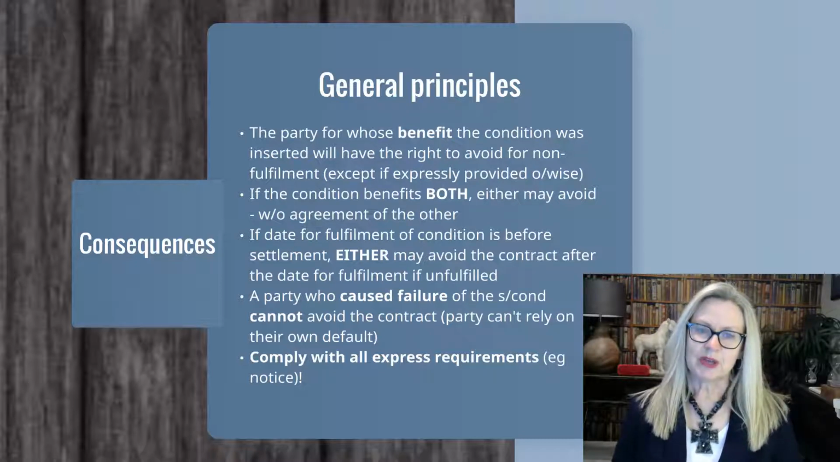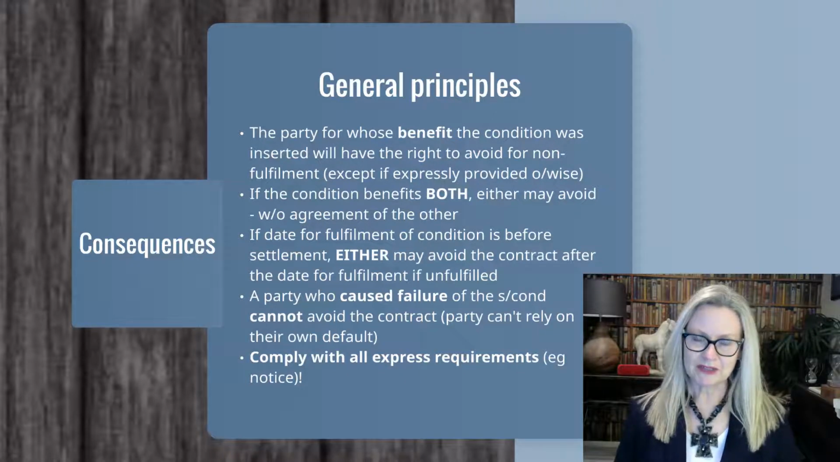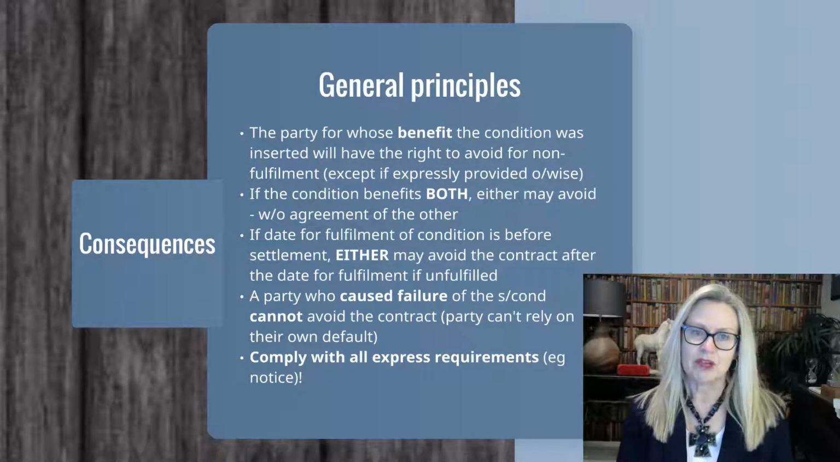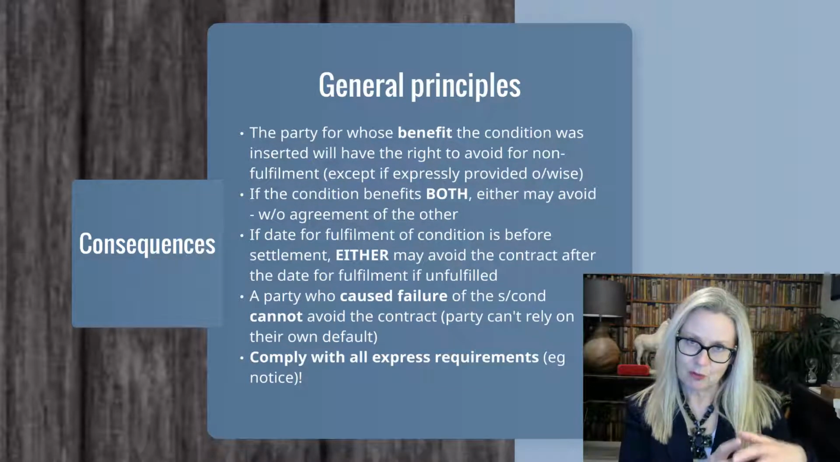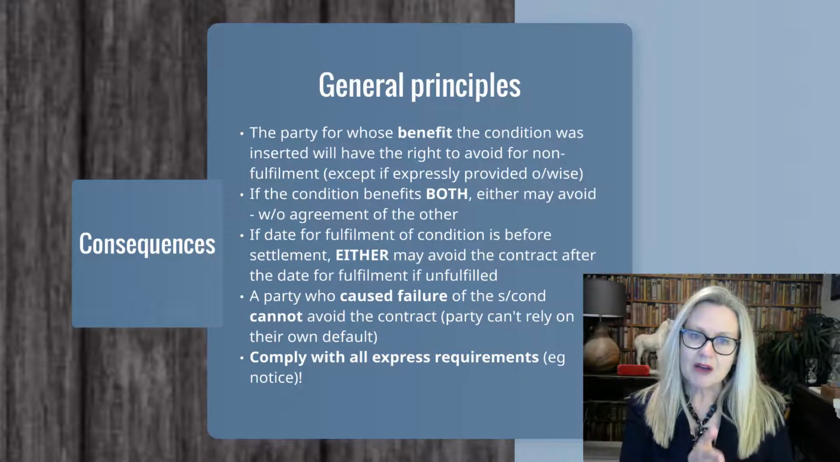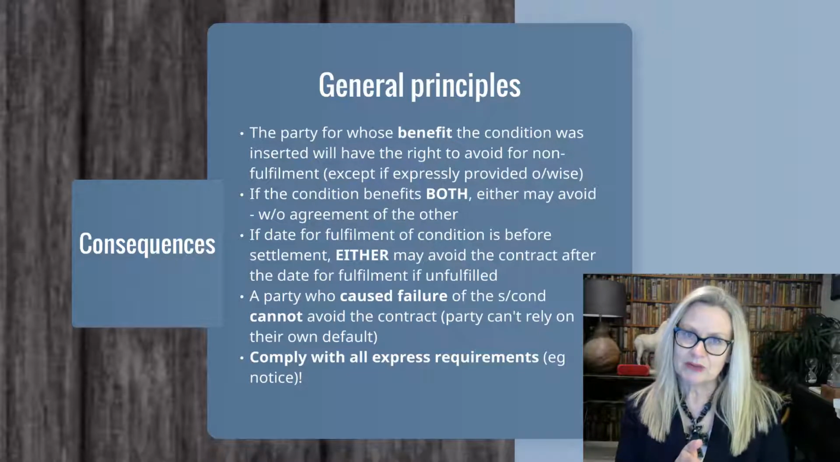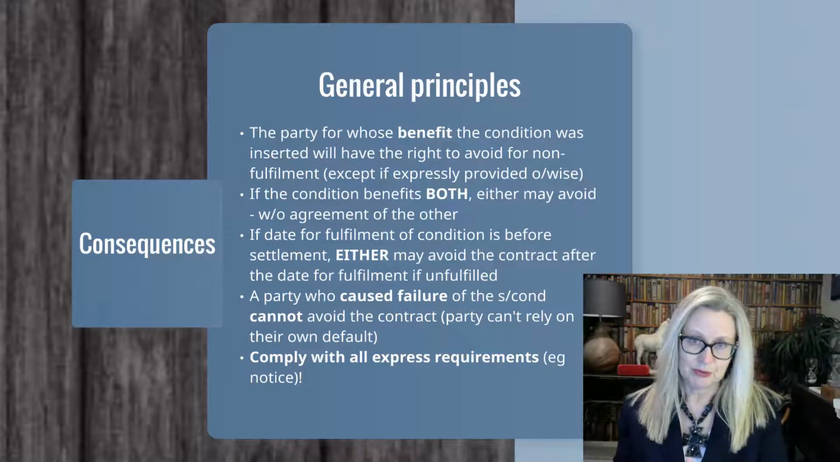Okay, so then you need to work out whether the date for fulfillment of the special condition is before settlement. If there is an intervening period between the date for fulfillment of the special condition and the date for settlement, then even if that special condition was inserted for the benefit of one party only, after the date of fulfillment of that condition has come and gone, either may avoid the contract from that time onwards towards settlement.